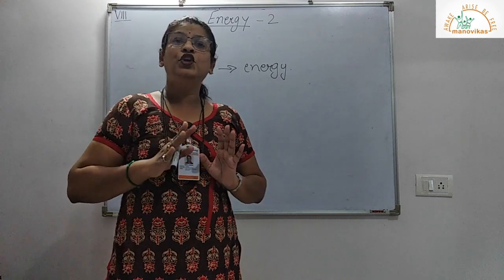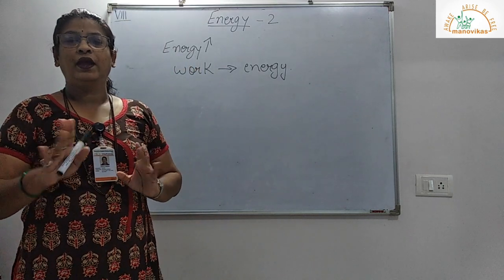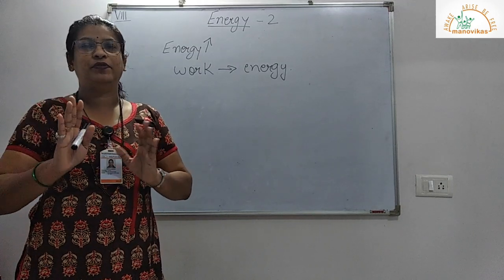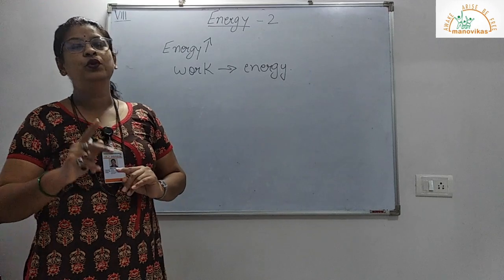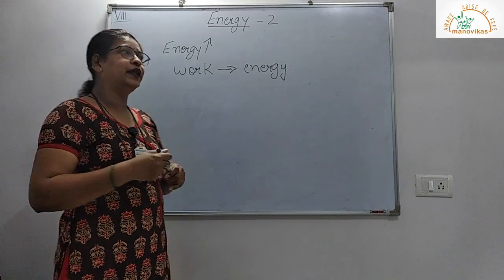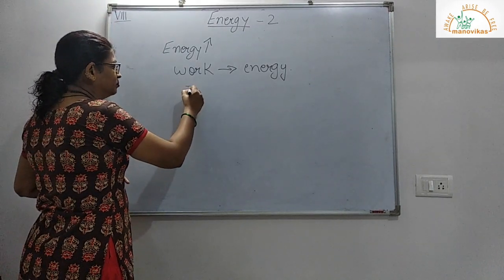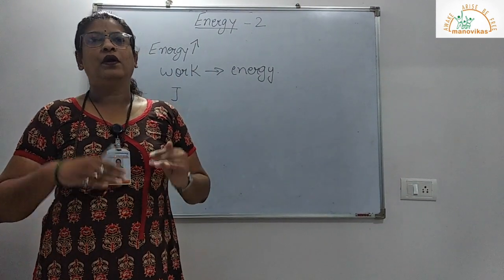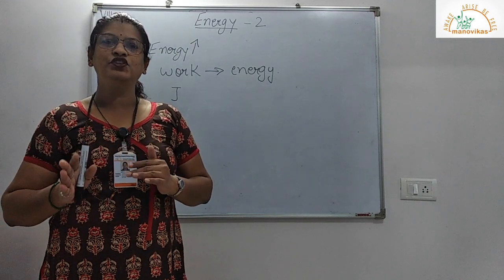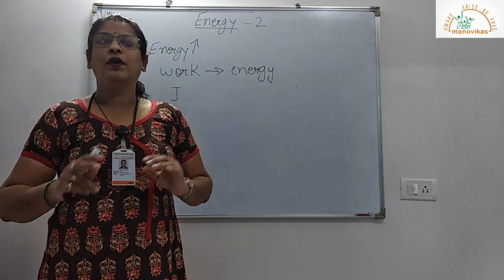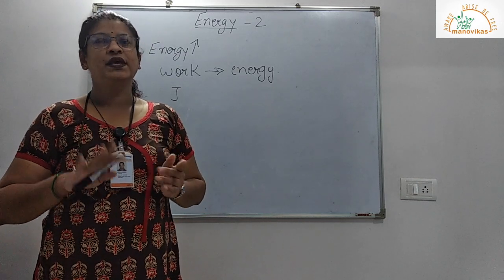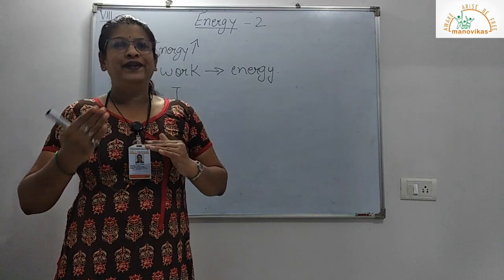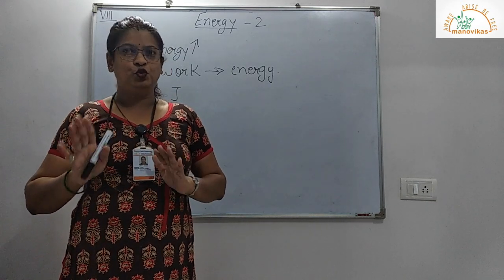Now we see the units of energy. The unit of work and energy is the same. They are measured in the same unit. The unit of energy is joules and it is denoted by the symbol J. A body is said to possess energy of 1 joule when the work done on the body is 1 joule.